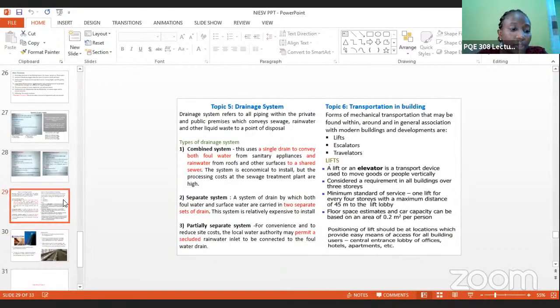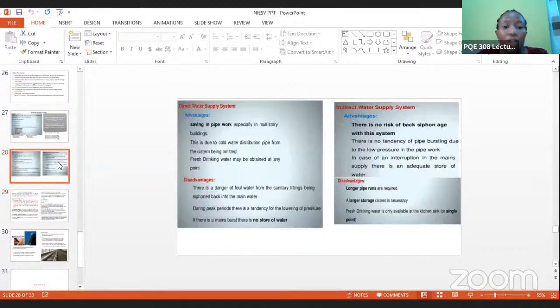Now, before I go to drainage system, do we have any questions? Okay, no, okay. I still have one more slide on direct water supply system and its disadvantages. Then indirect water supply system.